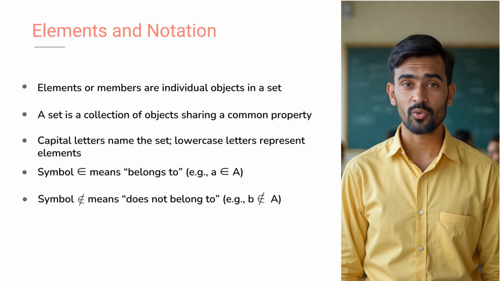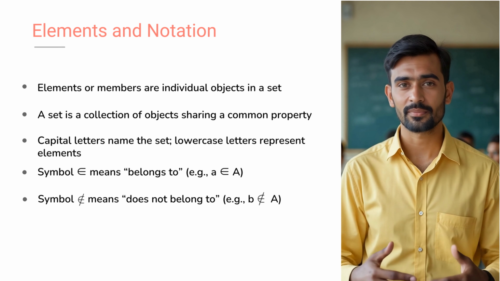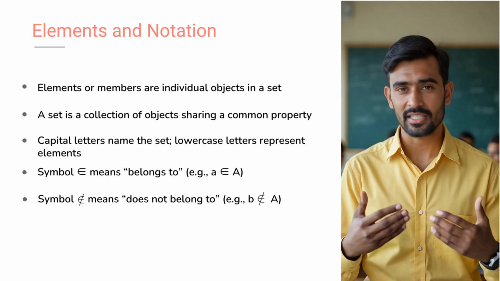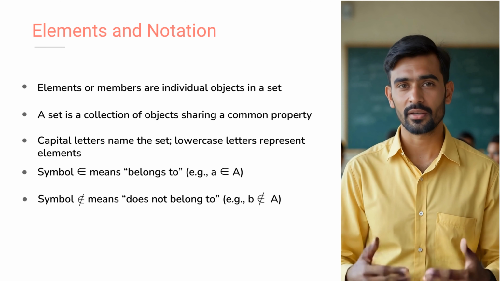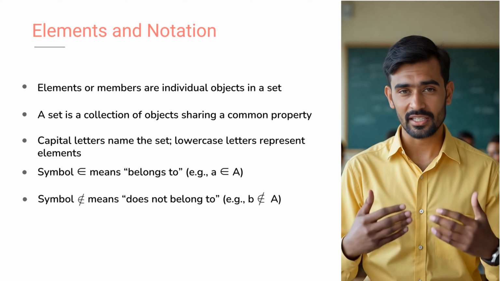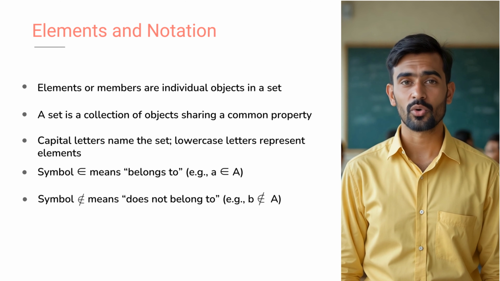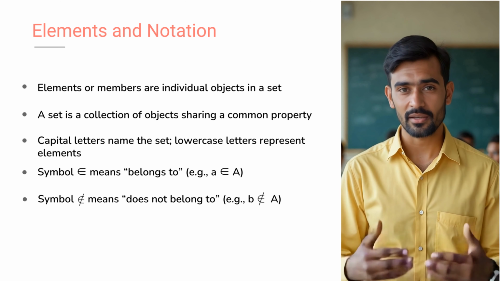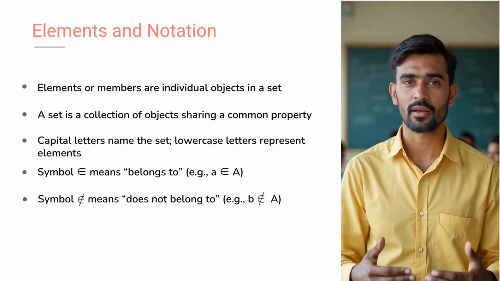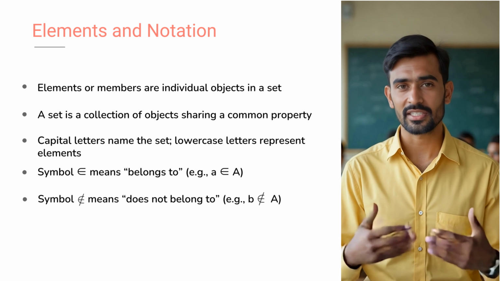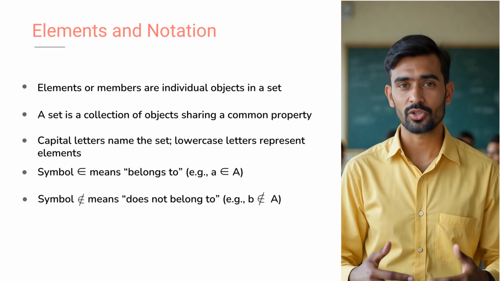Now let's look at how we talk about elements in a set. The individual objects in a set are called its elements or members. Sets are written using curly braces. For example, the set of even numbers less than 10 is written as {2, 4, 6, 8}. We usually use capital letters like A, B, or C to name a set and small letters like a, b, or x to represent its elements. If an element is part of a set, we use the symbol "belongs to".